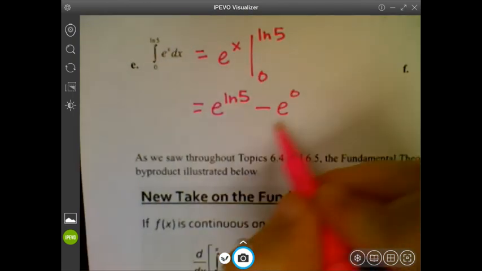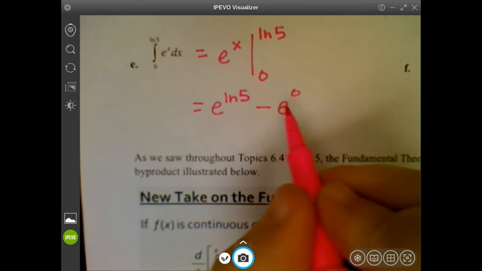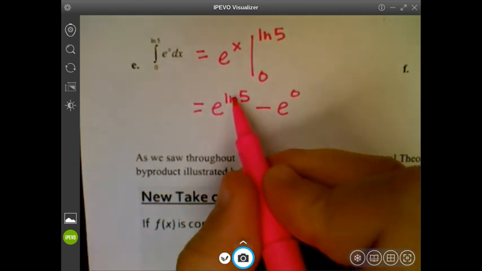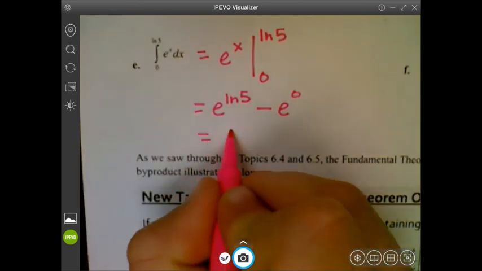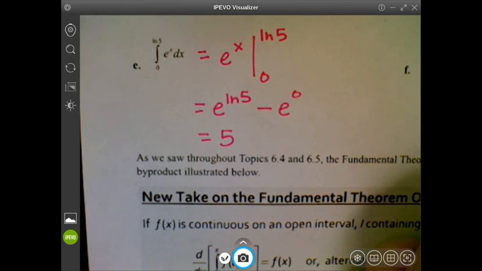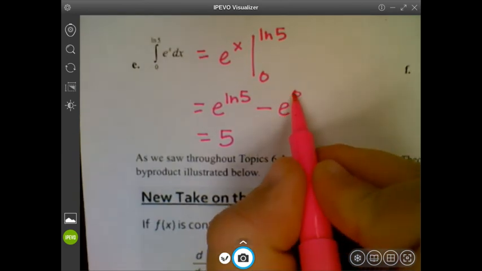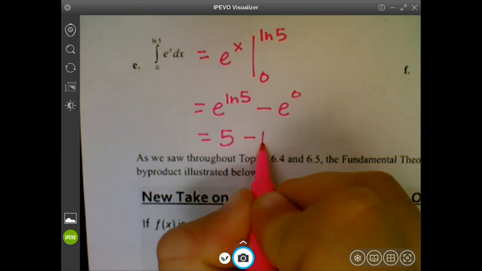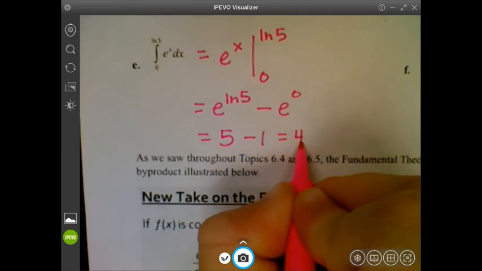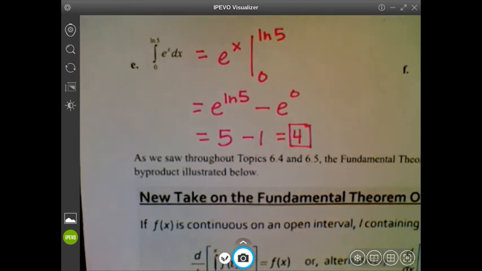And so I didn't have you do this one on your own because I don't know if you remember what some of these things equal. E to the ln of 5, that is just equal to 5. And then anything to the 0 power equals 1. So this is minus 1. So this area is also equal to 4.